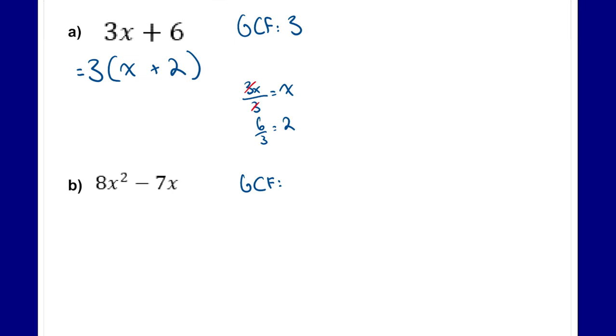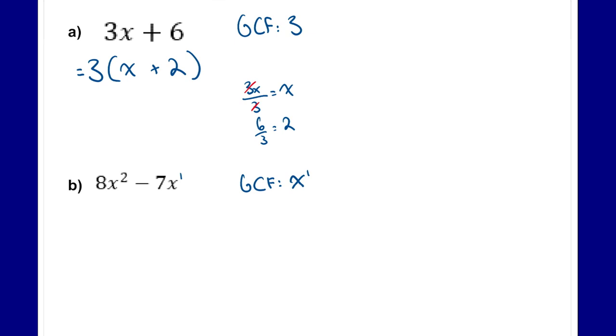Is there a letter that is common between both 8x squared and negative 7x? In this case, yes, there is an x. So I am going to be taking an x out. I do have to consider what is the most amount of x's that I can take out. I have to look at the exponent and take the smallest exponent. In this case, we have an exponent 2 and an invisible 1. So that means the exponent on the x that I can take out is just going to be x to the power of 1.